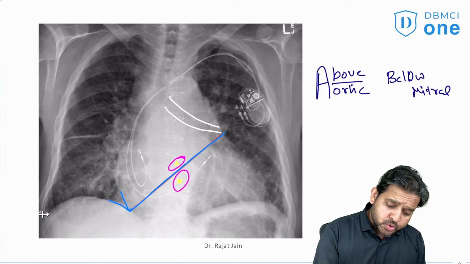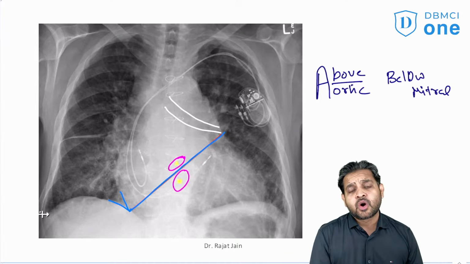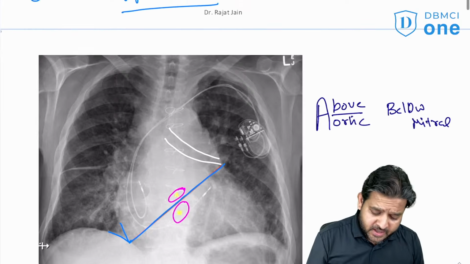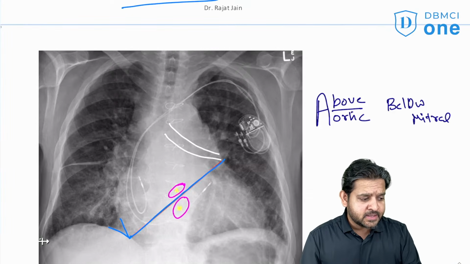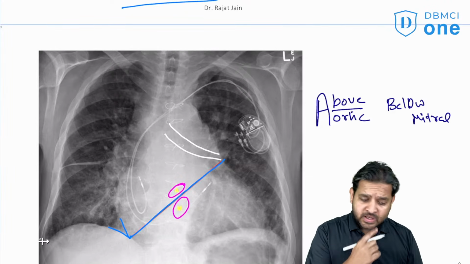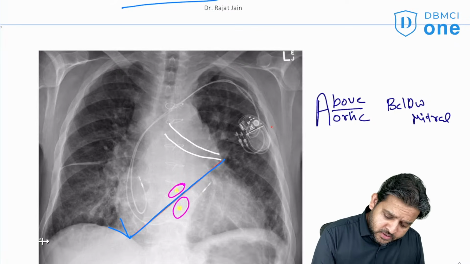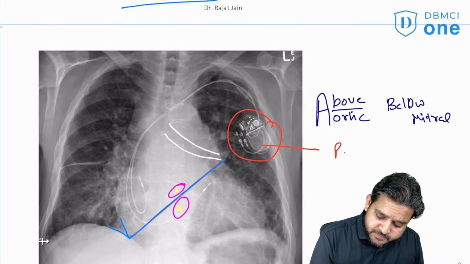Number two, you should also know the position of the lines and tubes on the chest x-ray. That is also a potential area that you may get in the exam, right? Now, what are the areas that I want you to be aware about in this? Now, this is the cardiac pacemaker.